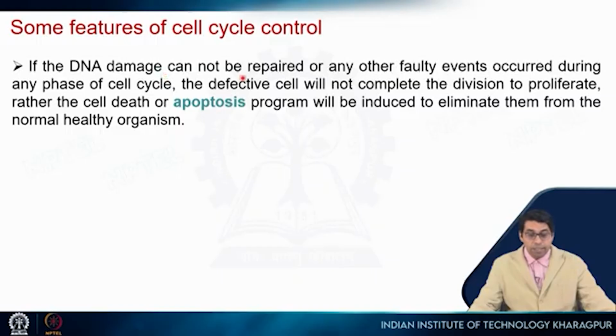If the DNA damage cannot be repaired, then the cell will trigger a particular event which is called apoptosis. So it is programmed cell death, right. So you don't want that damaged cell to be present in the organ, you want to eliminate it from the organ, right.